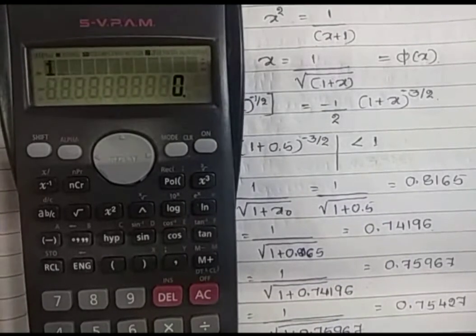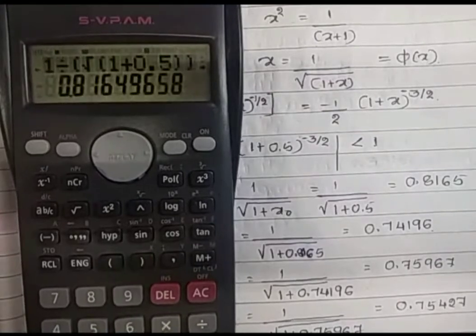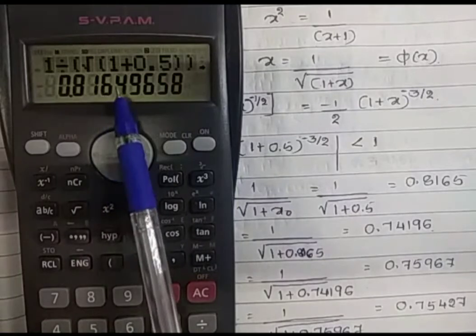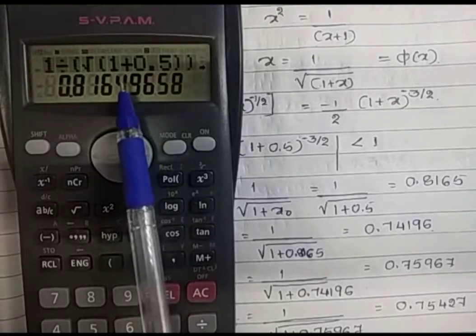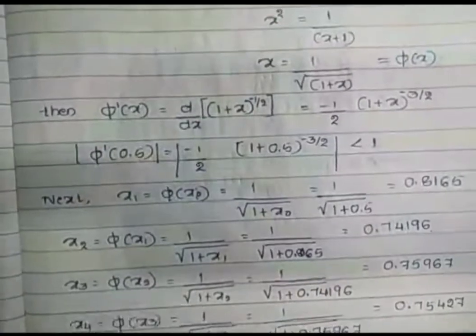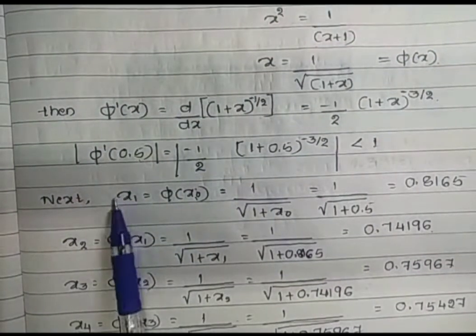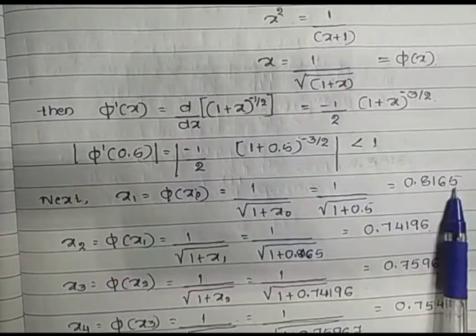So 1 divided by, within the bracket, consider square root, again using a bracket, 1 plus 0.5, complete the bracket. Then we can observe that here we'll get 0.81649. If we round it off, because here 9 is there, we can write this as 5. So here we have x1 is equal to 0.8165. This is the x1 value.